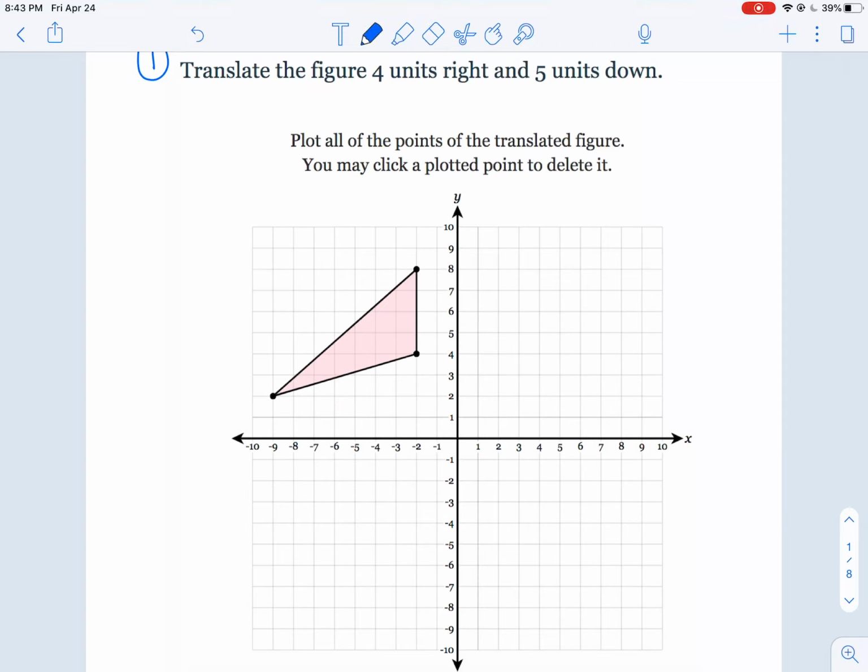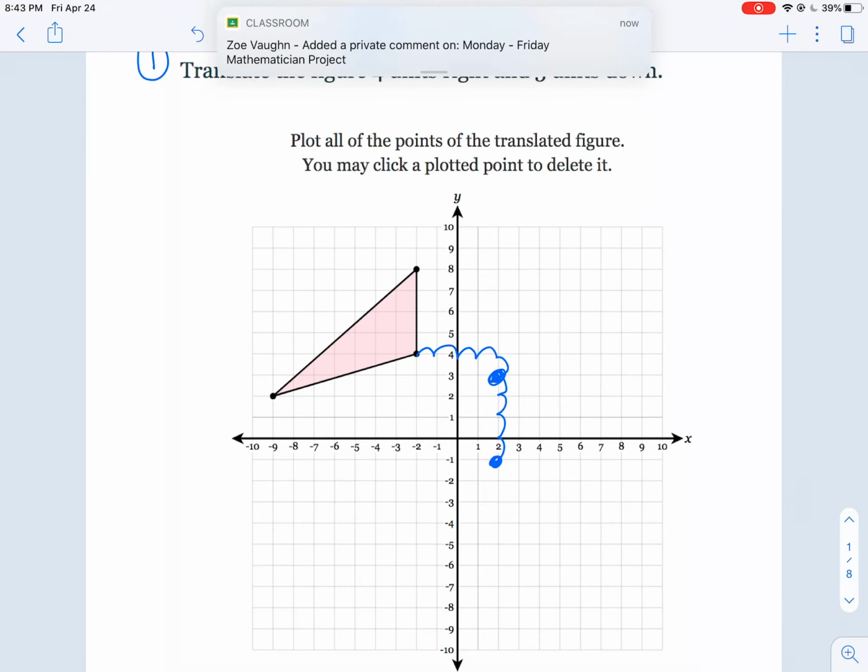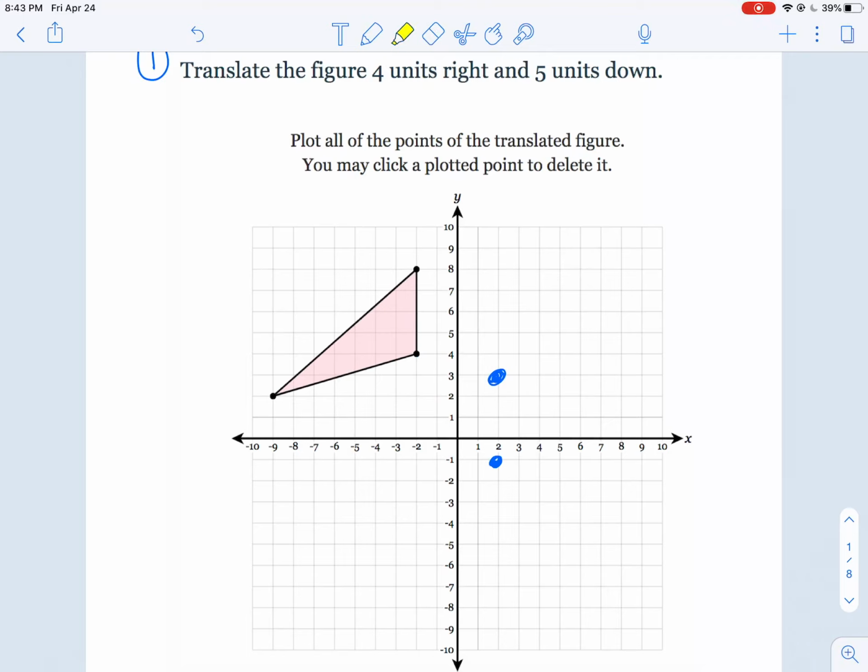Okay, so I'm going to go ahead and count my points. I'm going to have to go 1, 2, 3, 4 units to the right and 1, 2, 3, 4, 5 units down for my first new point. I'm going to do the same thing for all 3 points. 1, 2, 3, 4 units to the right, 1, 2, 3, 4, 5 units down is my second point. And the third point there, I need to go 1, 2, 3, 4 units to the right, 1, 2, 3, 4, 5 units down for my third point for my triangle.